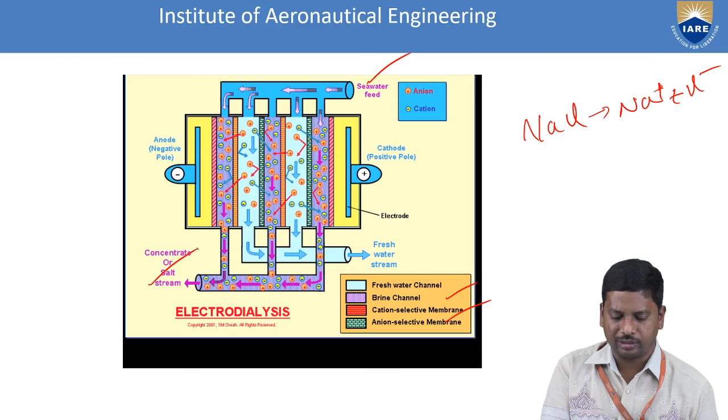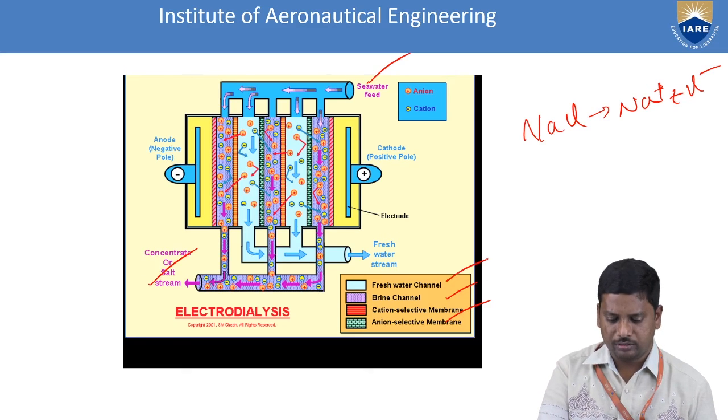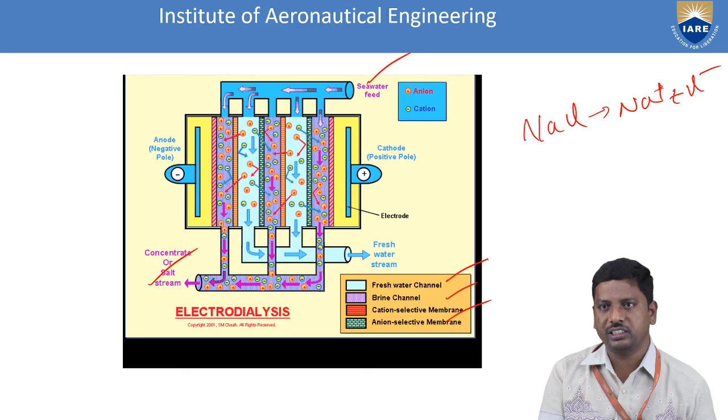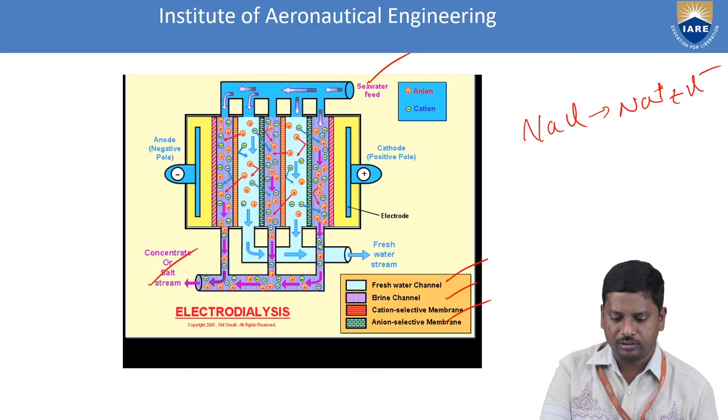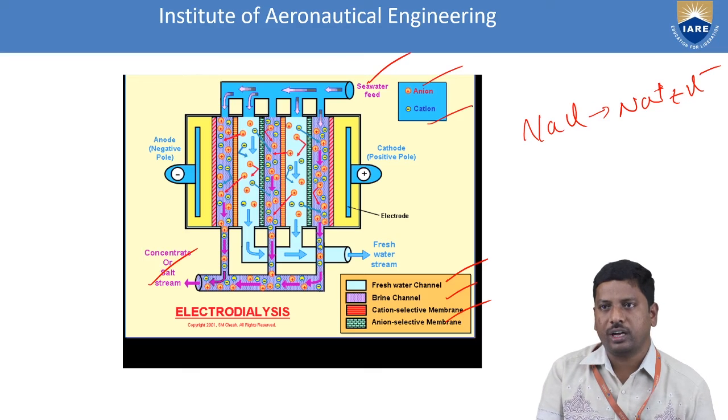At the bottom of the diagram is the concentrated or salt stream. In the blue color, what happens? The fresh water channel. That means this sample of water has the salts removed by the electrodialysis process. In this case, anions are represented with a red mark and cations with a blue mark. This is very important. This is the electrodialysis diagrammatic representation.